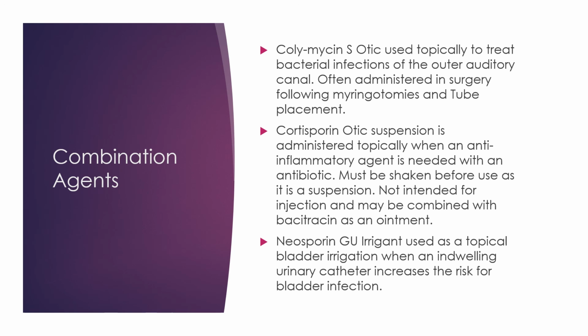And finally, the last one that I wanted to cover is Neosporin GU irrigant. GU is for genitourinary. So this is used as a topical bladder irrigation, usually when an indwelling urinary catheter is placed. Those indwelling catheters can increase the risk for bladder infections pretty dramatically, so we'll irrigate with the Neosporin GU to prevent any of those.